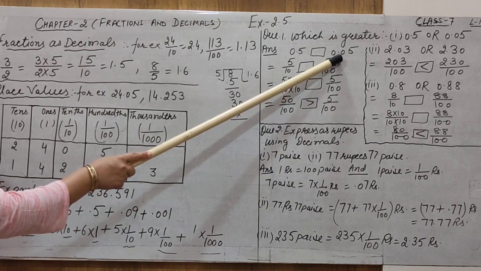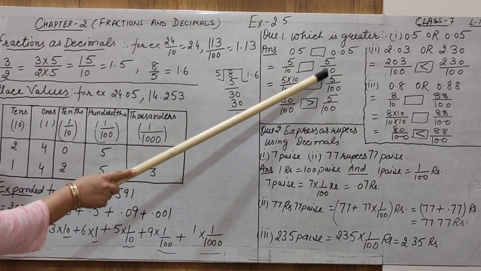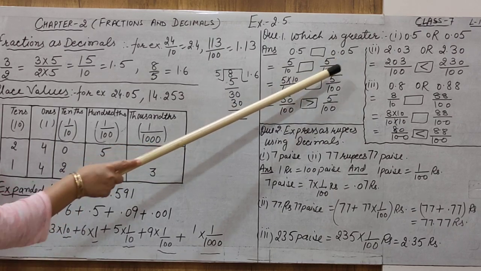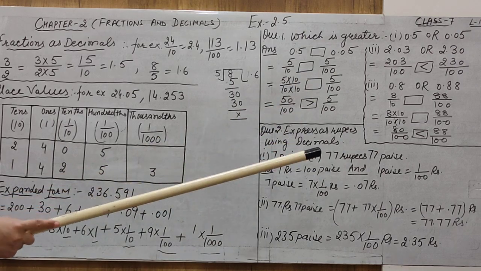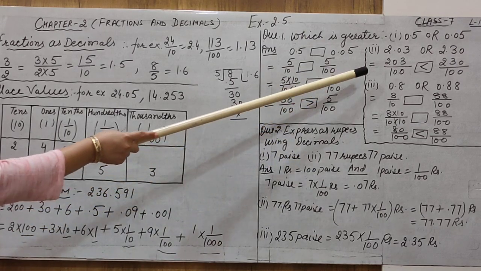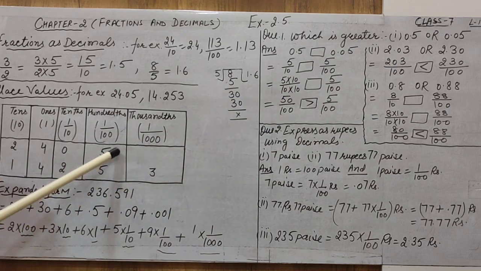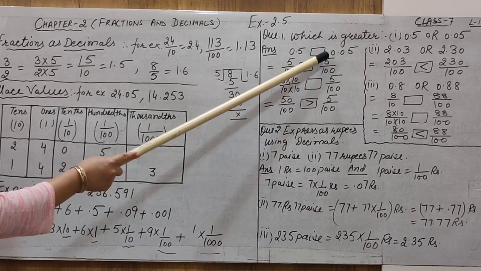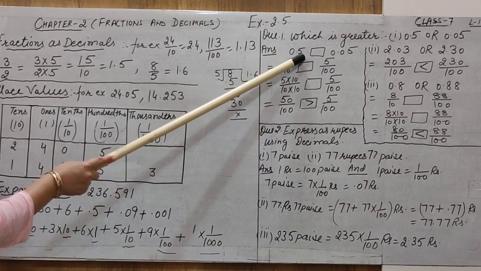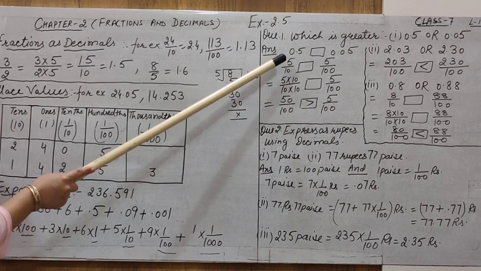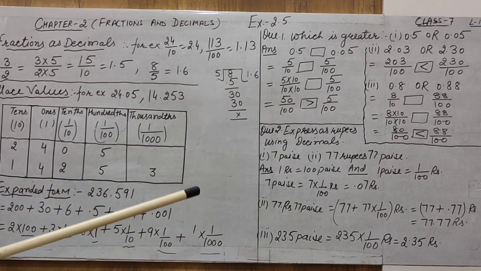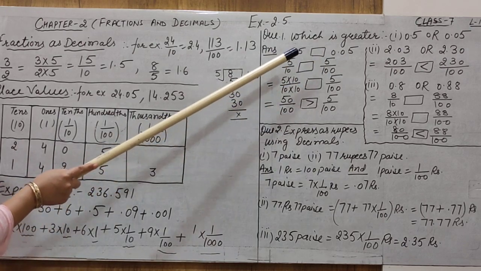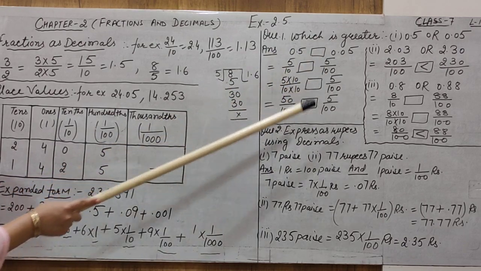Next, in place of the decimal point, we write 1. And how many digits after the decimal? 2 digits are there, 0 and 5. So we write 2 zeros. So we get 100, because 5 is at the 100th place. As you understand from this also, 5 is at the 100th place, that's why we divide 5 by 100. And the other 5 is at the tenth place, that's why we write 5 divided by 10. So after changing them into fractions, the numbers are 5 by 10 and 5 by 100.